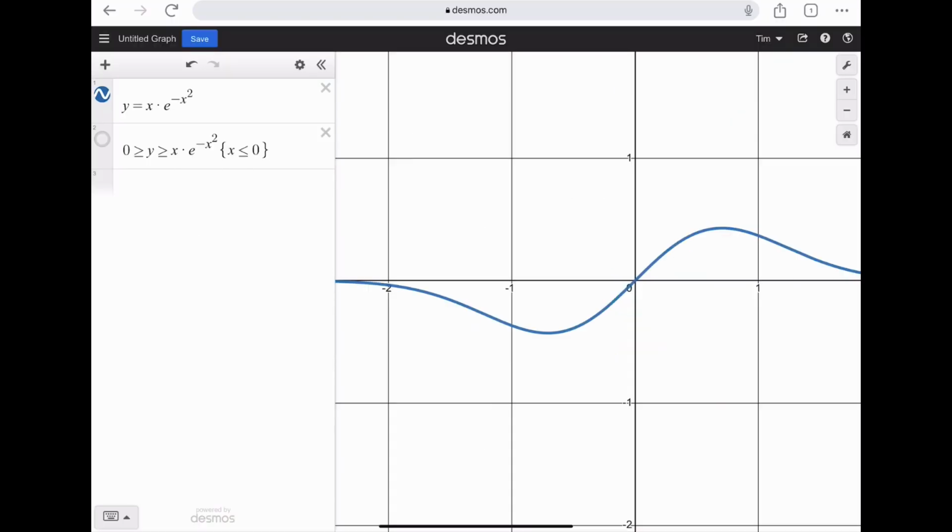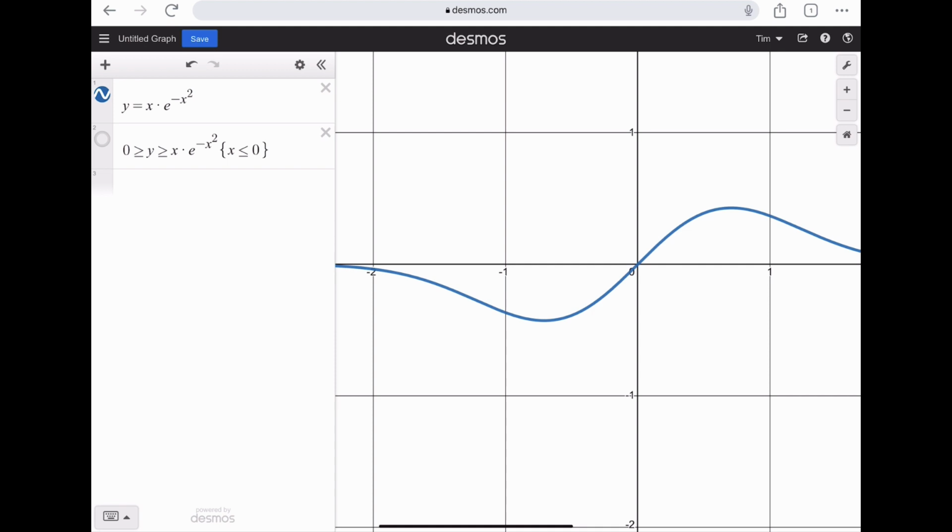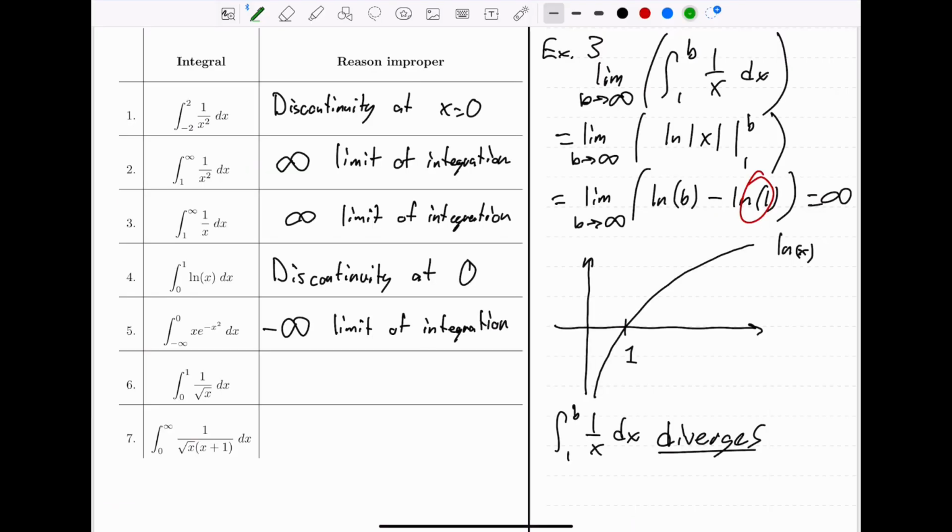Let's take a look at this one in Desmos. Here's the function x times e to the negative x squared. Looks like this. And we're finding the area from negative infinity to 0. That area is below the x-axis, so it is negative. And that area, although it is unbounded, has a value of negative 1/2. The integral converges. Let's take a look at problem 6.